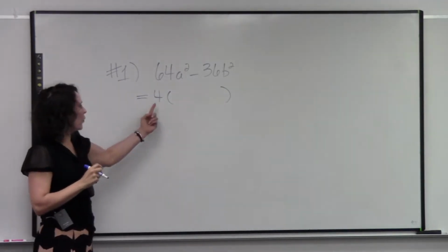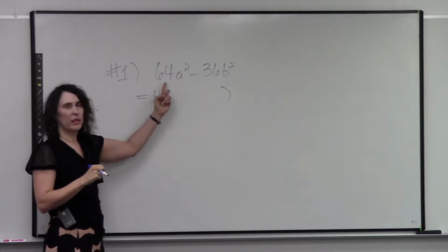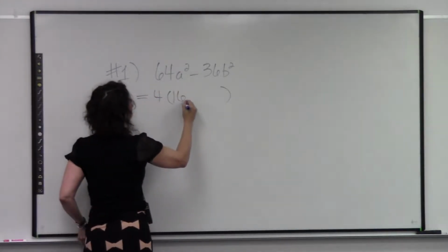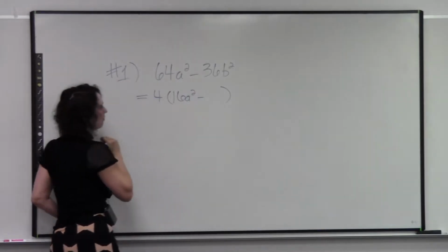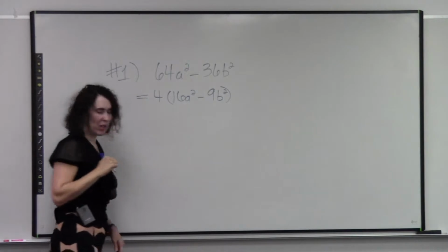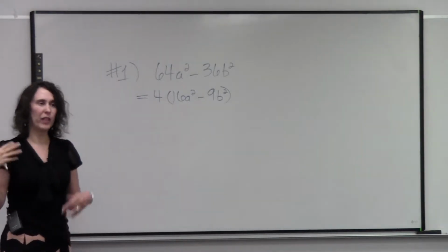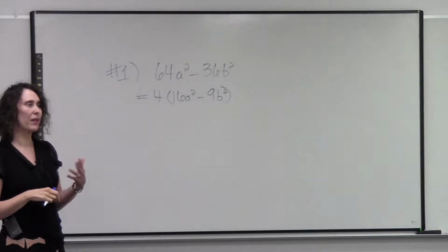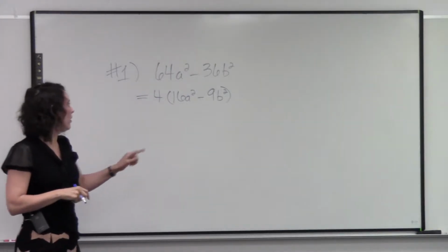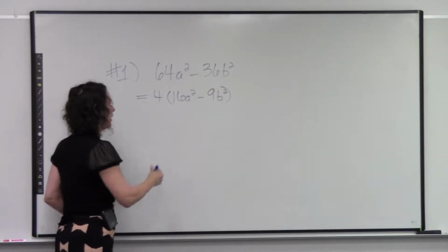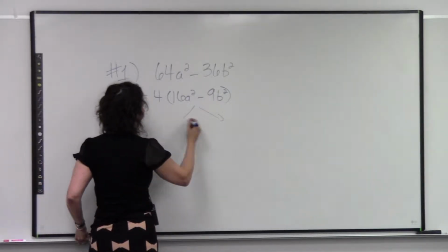What are we going to be left with? Meaning 4 times something gives me 64a squared. 16. Very good. Minus 9b squared. All right, then on the inside, we're looking to see if we can factor it further. Because remember, when they talk about factoring, it has to be factored completely. So I'm noticing the perfect squares and the subtraction in between telling me it is going to factor further.